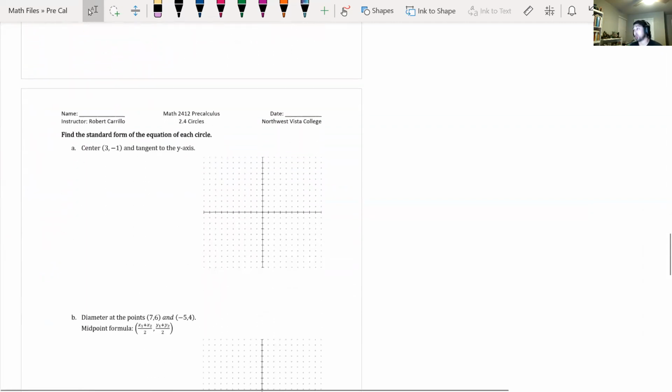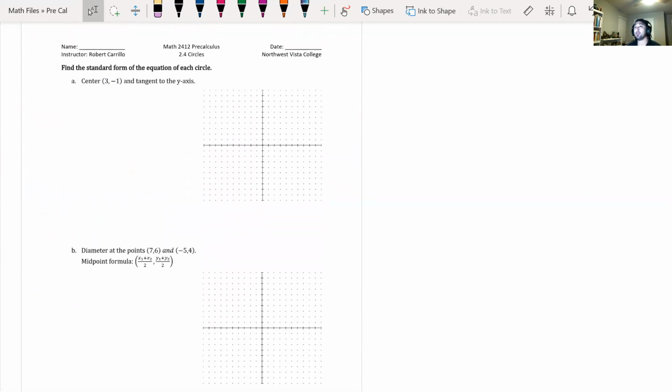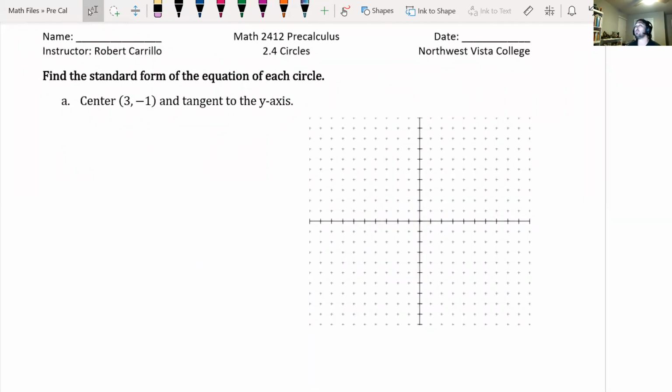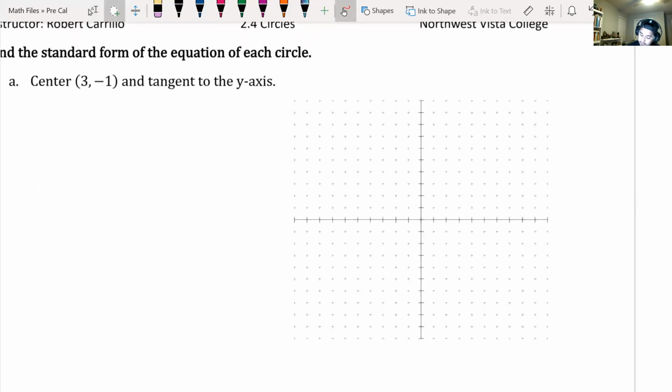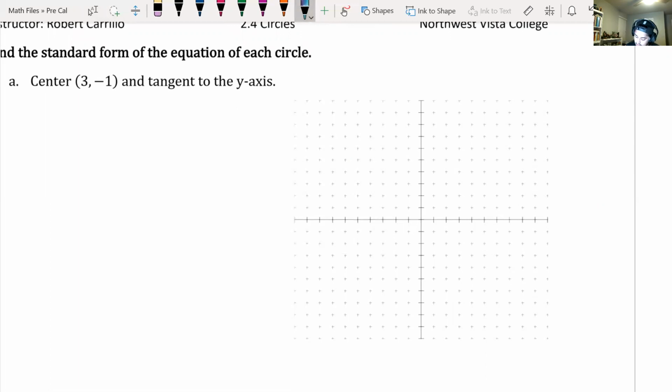Some more fun stuff with circles. So find the standard form of each circle. For A, our center is at (3, -1), and we are tangent to the y-axis. So the big thing here is, what does it mean to be tangent? 1, 2, 3, -1. There's our center.